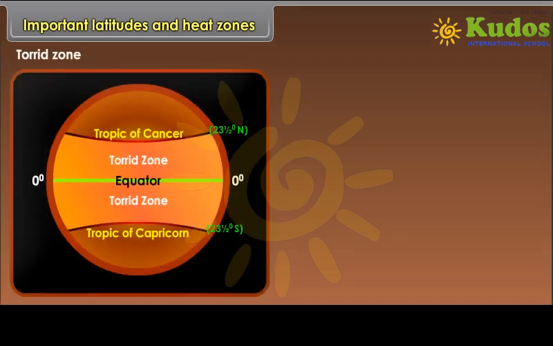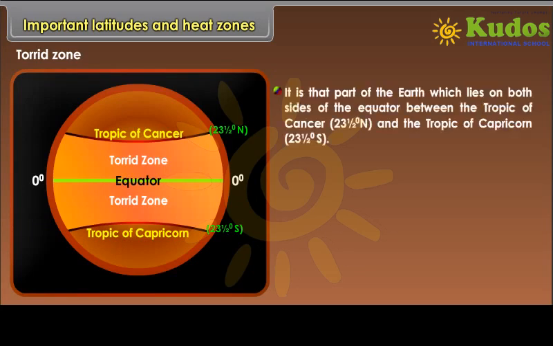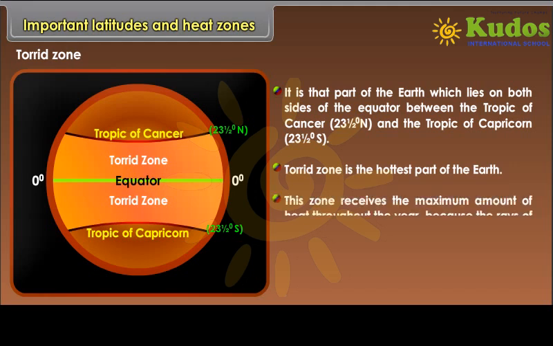Torrid zone. It is that part of the Earth which lies on both sides of the equator between the Tropic of Cancer, 23.5 degree north, and the Tropic of Capricorn, 23.5 degree south. Torrid zone is the hottest part of the Earth. This zone receives the maximum amount of heat throughout the year because the rays of the sun fall vertically on this zone.